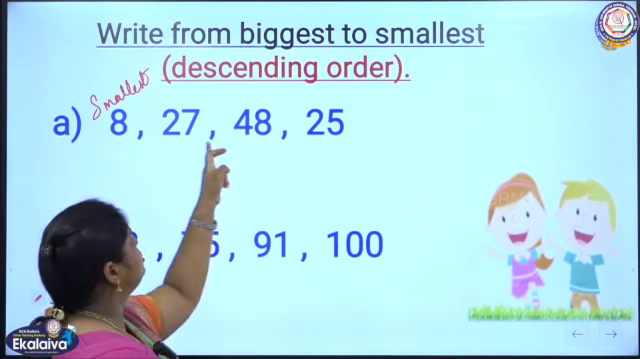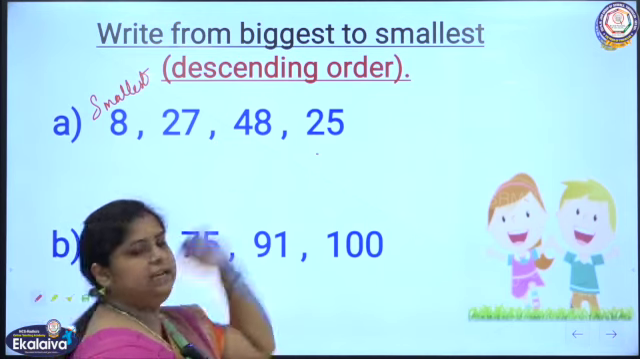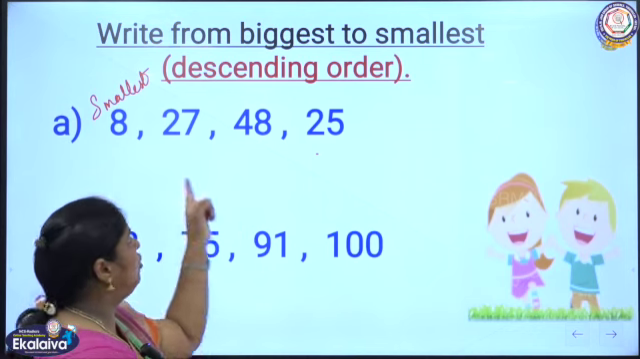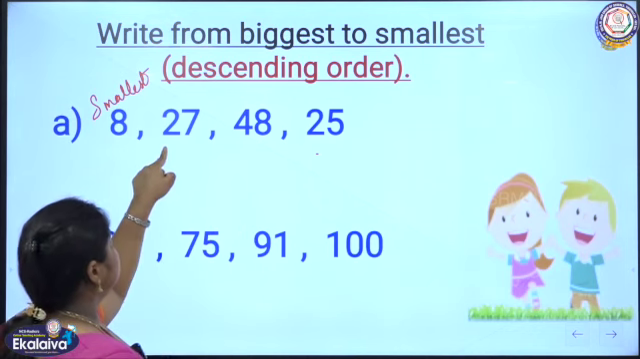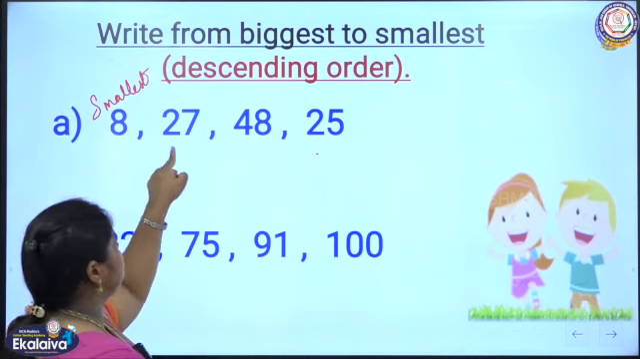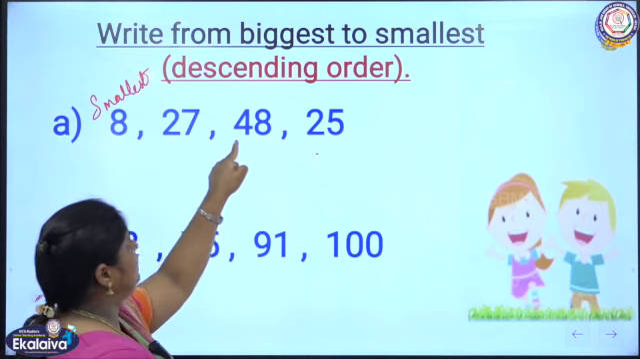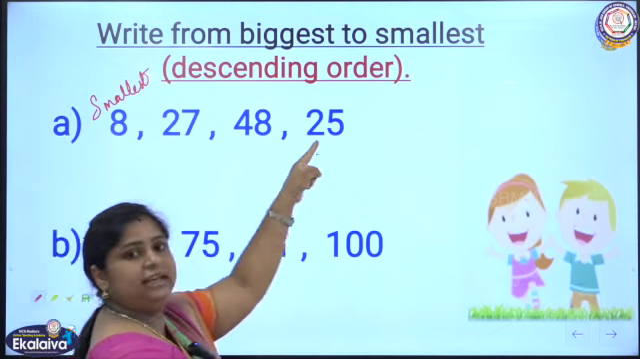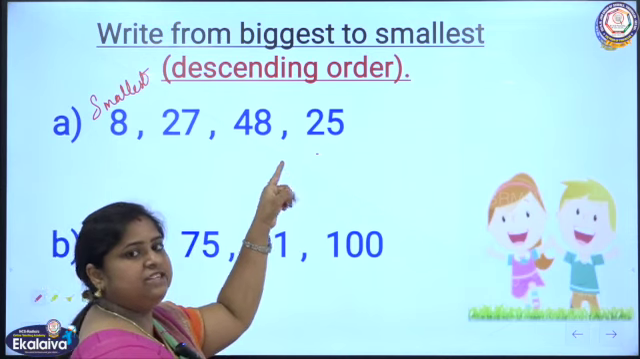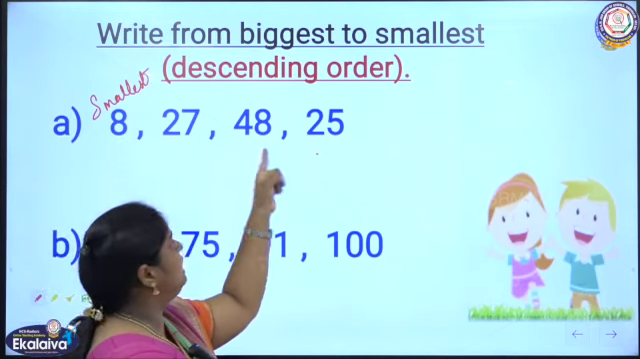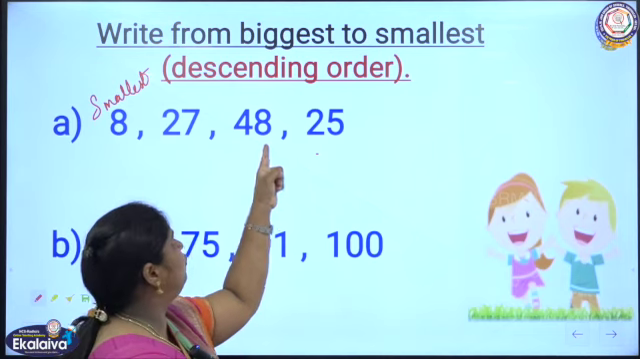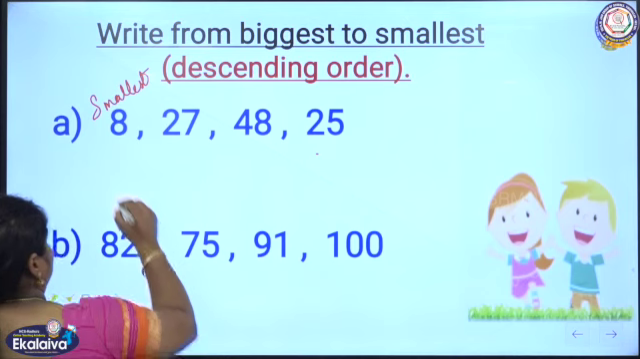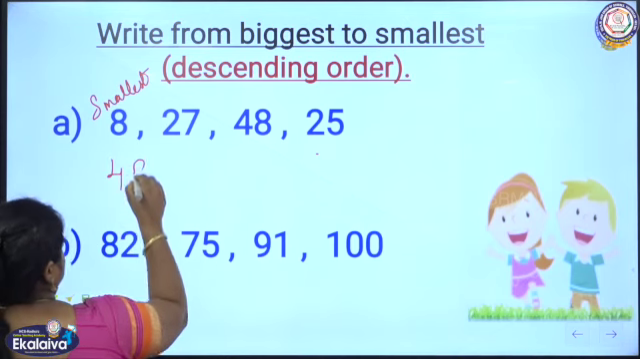So, I am going to check these 3 numbers. Okay. Let us check the tens place value of these numbers. Okay. See the tens value of this number 27, 2. Check the tens value of this number 48, 4. Here 25, 2. So, which is the biggest tens place value? 4, 48. 4 is the biggest tens place value. So, 48 will come first.